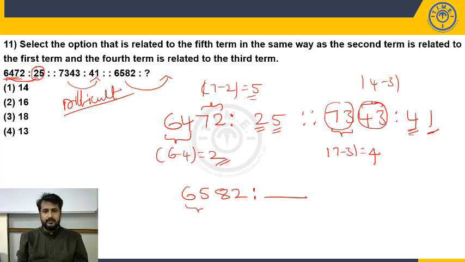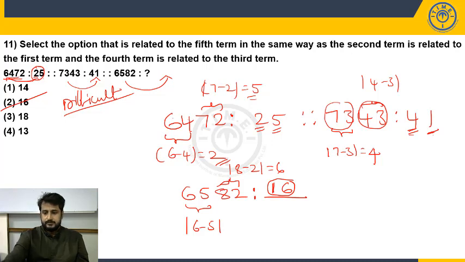Now, 6 and 5. The difference between these two digits, 6 and 5, is 1. The difference between 8 and 2 is 6. So the required number is 16. Choice 2. So the required answer is choice 2. It is typical logic, I can understand.